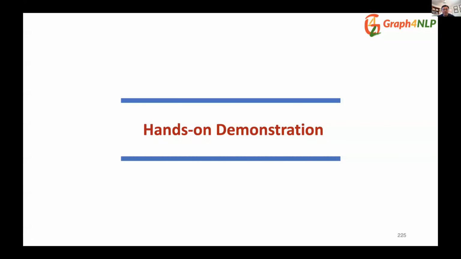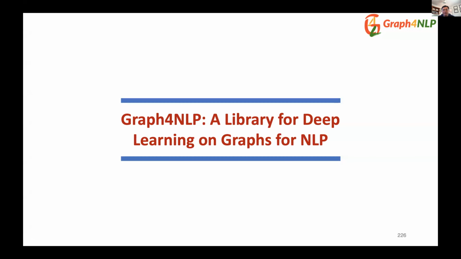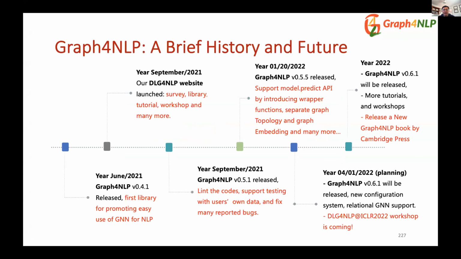So from here, we will go to our hands-on demonstration part. So we will introduce our Graph4NLP library, as we mentioned before. This is our first library promoting the easy use of graph neural networks for various NLP tasks. So here I briefly introduce a little bit of history and the future for our Graph4NLP effort.